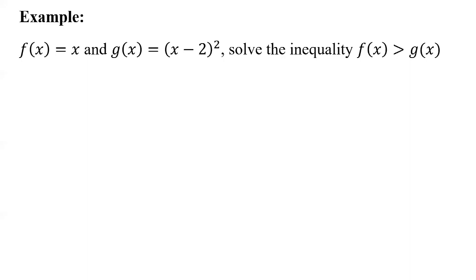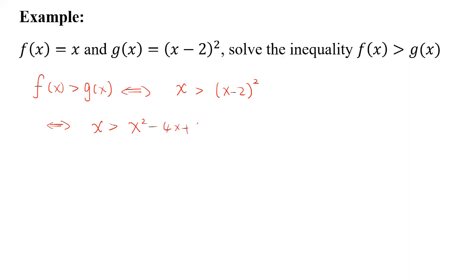All right, let's have a look at the solutions together. So first of all, we can solve this problem algebraically, right? So we want to solve this inequality, f(x) is greater than g(x), right? So this is equivalent to, f(x) is x, so x is greater than (x minus 2) squared, right? And we can further simplify this to x greater than x squared minus 4x plus 4, right?